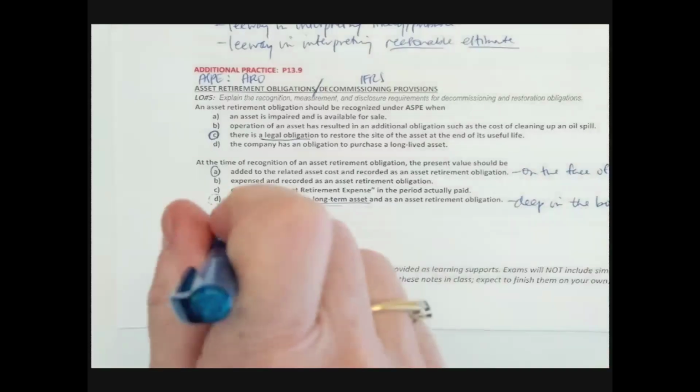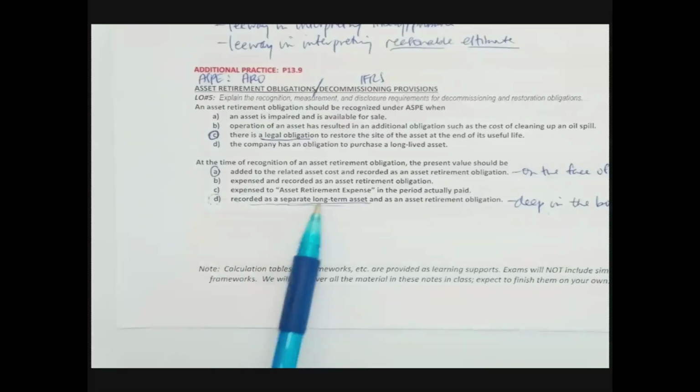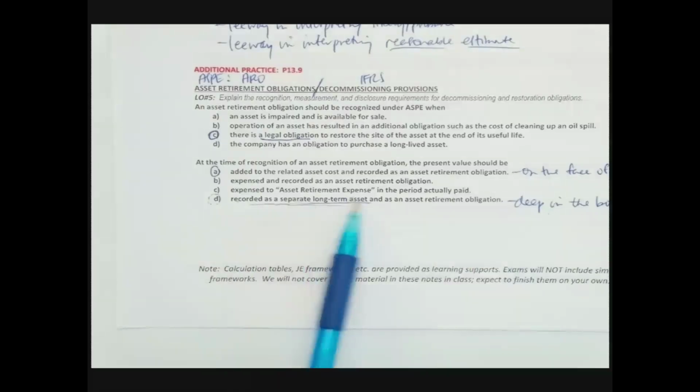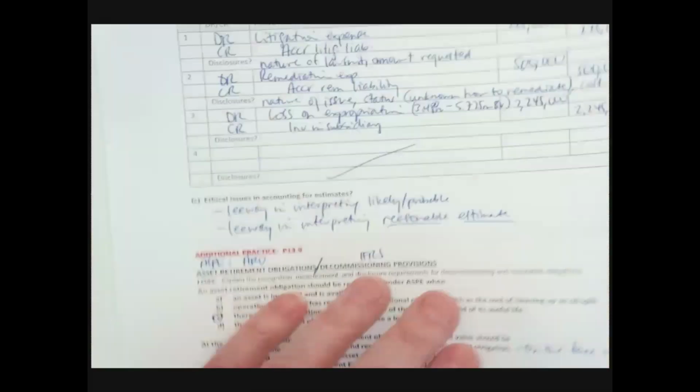So this is technically the right answer, but on the face of the financial statements, it all gets bundled together. On the face of the financial statements, they might say fixed assets. That's the building, that's the desks, that's the computers, that's all of it put together. But deep in the books, they're all segregated, right? So deep in the books, the long-term asset generated by this is separate from the obligation.